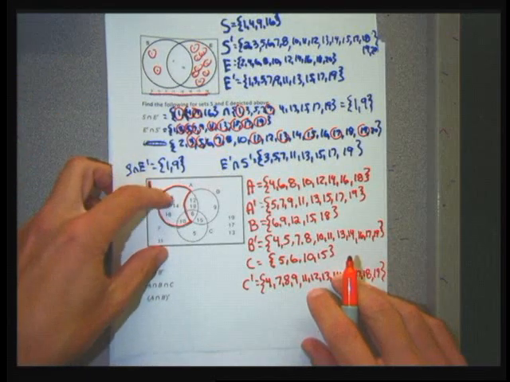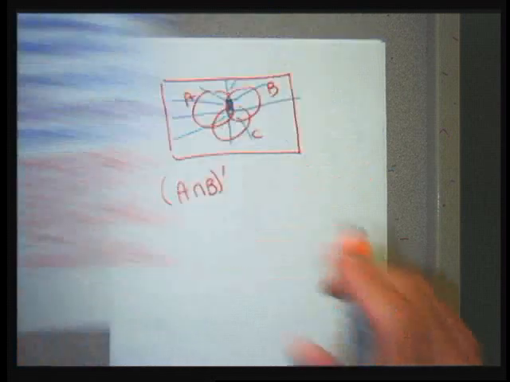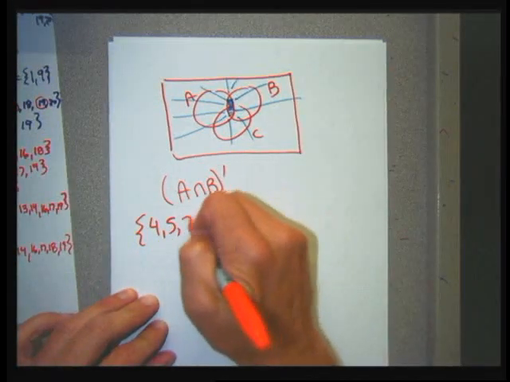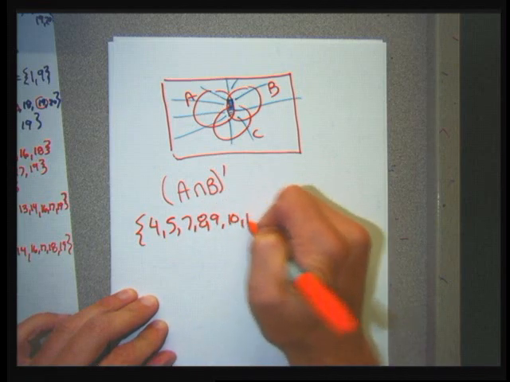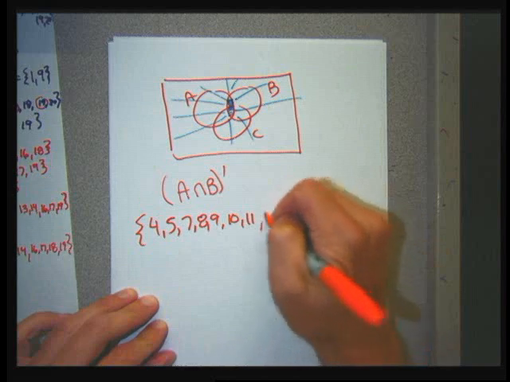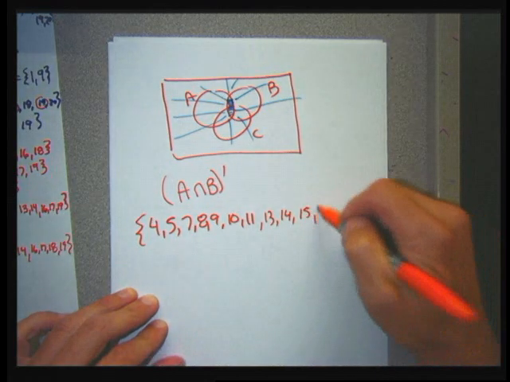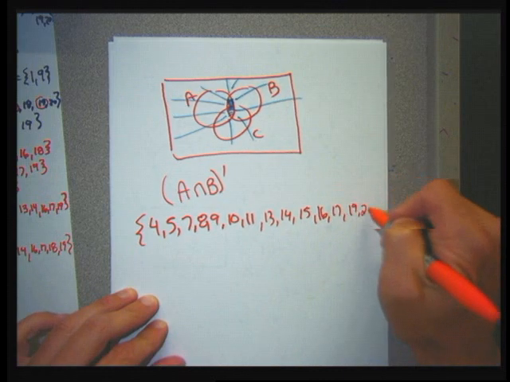The universe goes from 4 through 19. I'm going to write 4 through 19, but not write 6, 12, and 18. So this is going to be 4, 5, not writing 6, 7, 8, 9, 10, 11, not writing 12, 13, 14, 15, 16, 17, not writing 18, and 19 and 20.